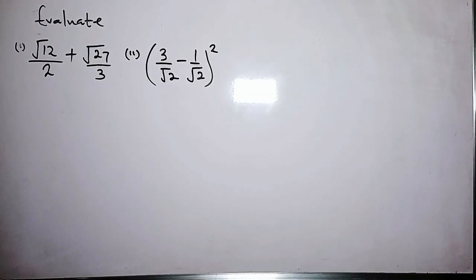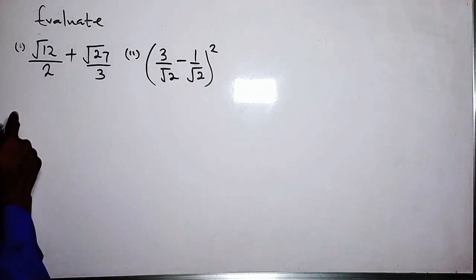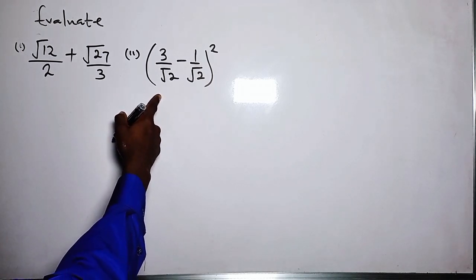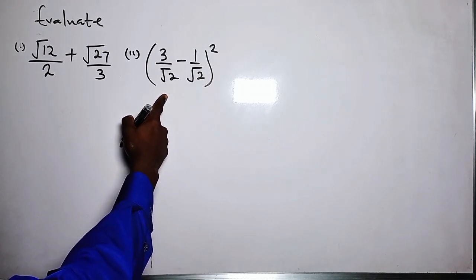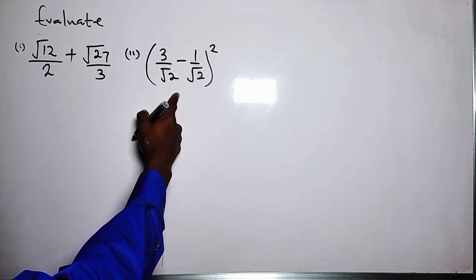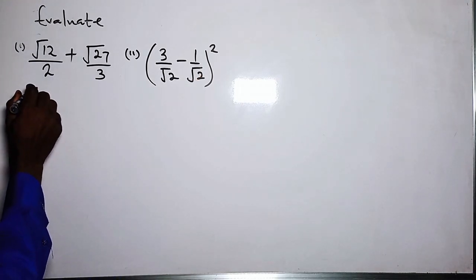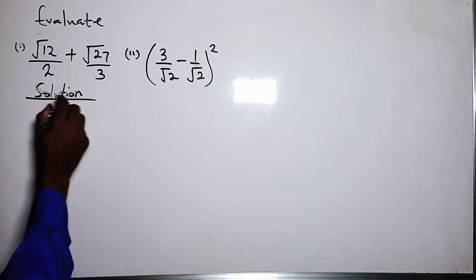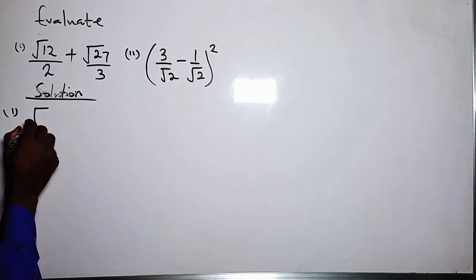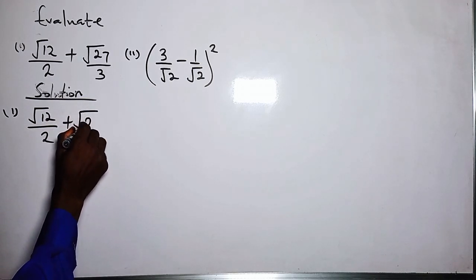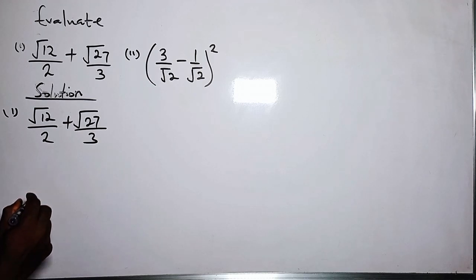The question says evaluate this surd expression. So we have the first one as root 12 over 2 plus root 27 over 3. The second one, in the parentheses, we have 3 over root 2 minus 1 over root 2, everything squared. How do we do this? Solution. So for root 12 over 2 plus root 27 over 3.